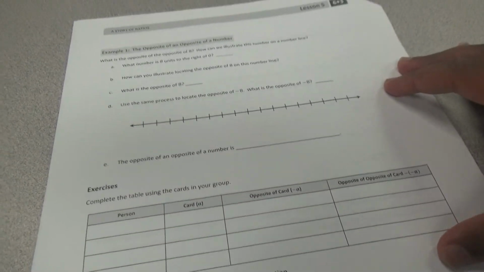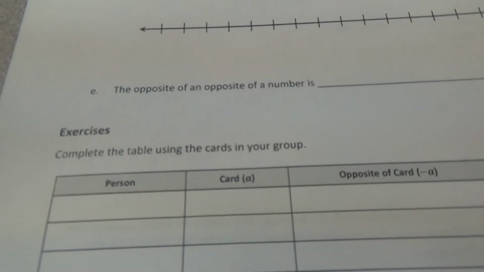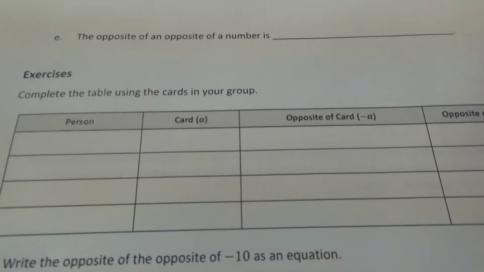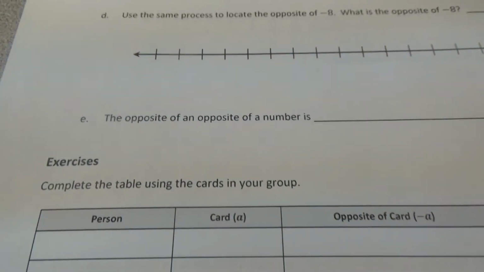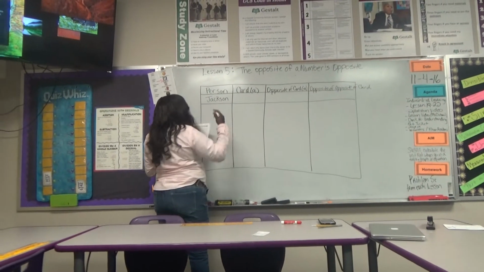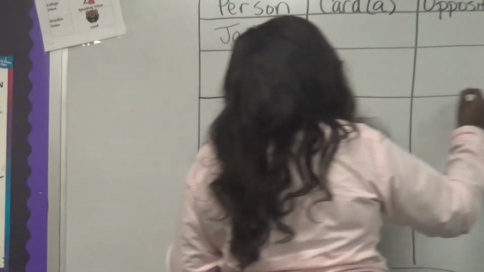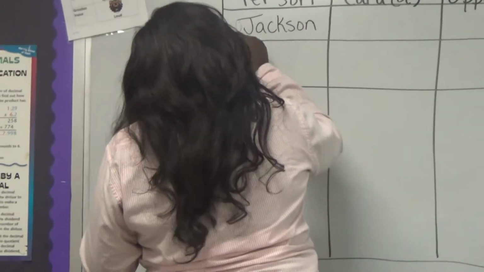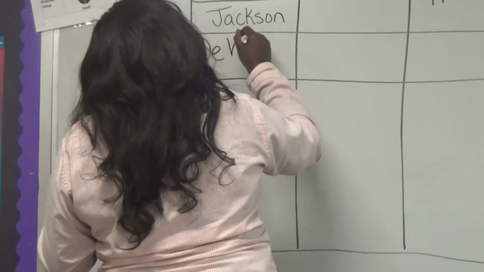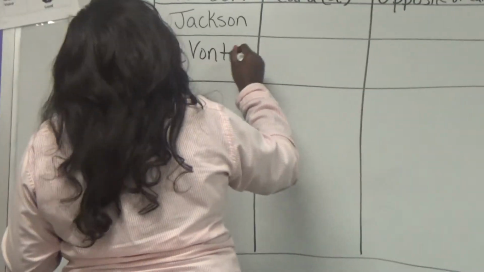Alright, so do you have a name on your first row? Do you have a name right here in that block on your first table? Yes, it says person. So here's the name that we're going to use: Jackson. I'm giving you an example of what yours could look like. So on the next row, I'm going to use Devontae. I'm going to use Cheryl and Toby.